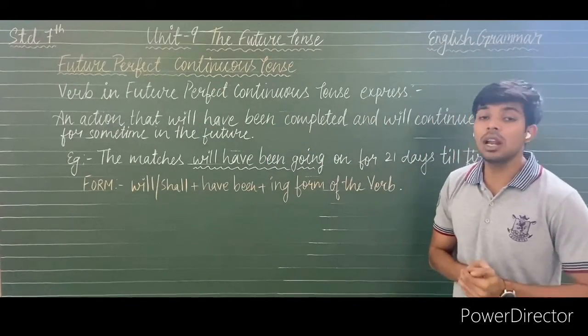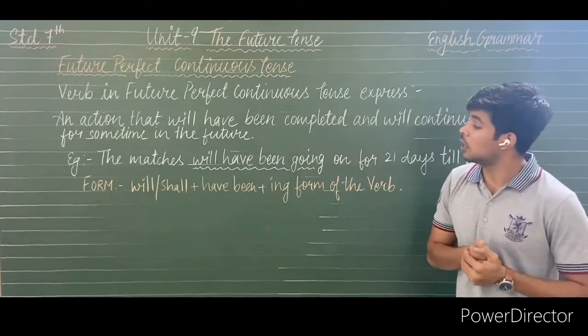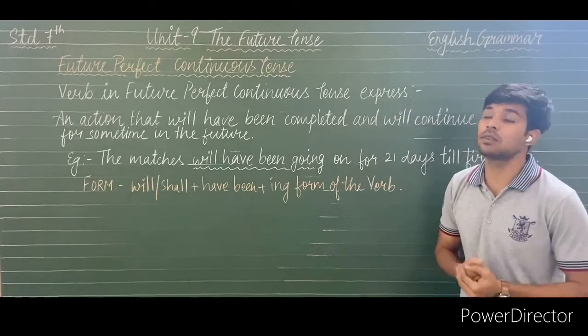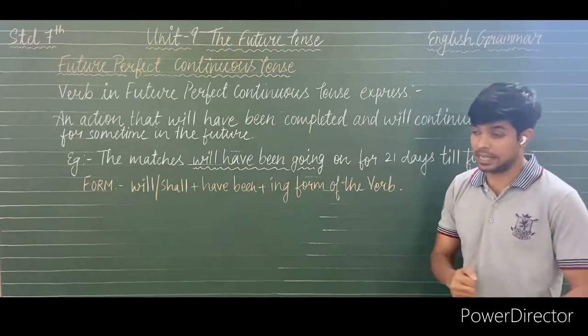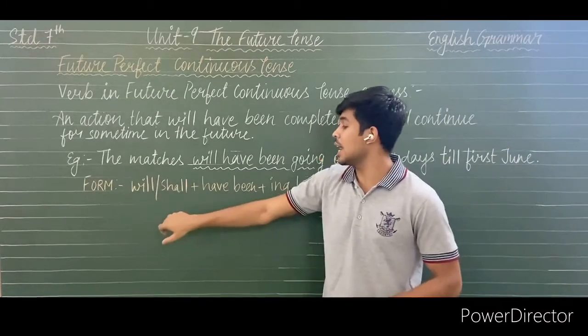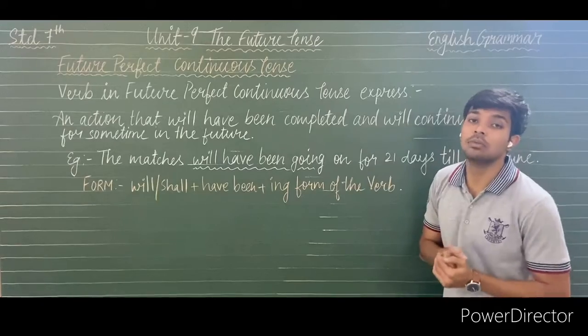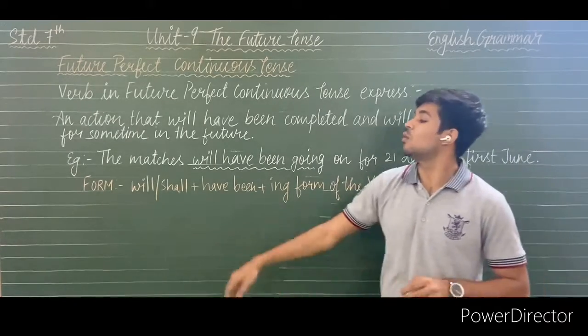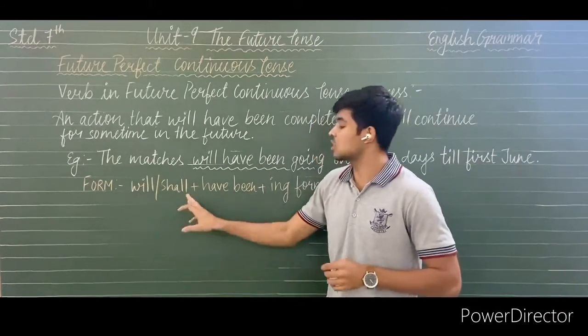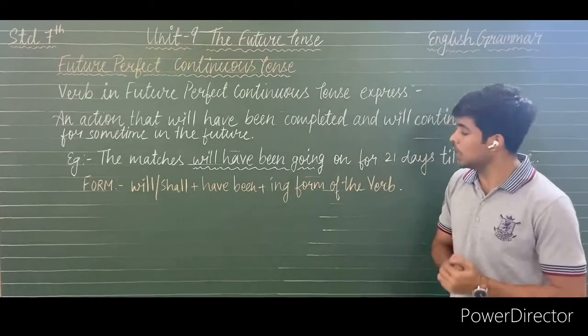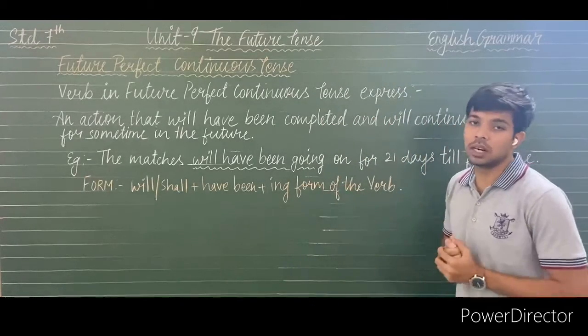Now, the formula for making a sentence in the future perfect continuous tense is will or shall plus have been plus the ing form of the verb. I'll repeat it again. Will or shall plus have been plus the ing form of the verb.